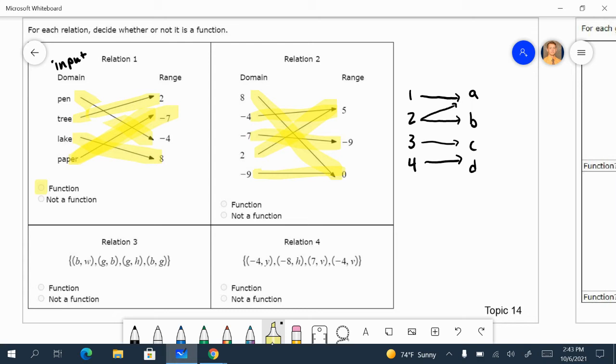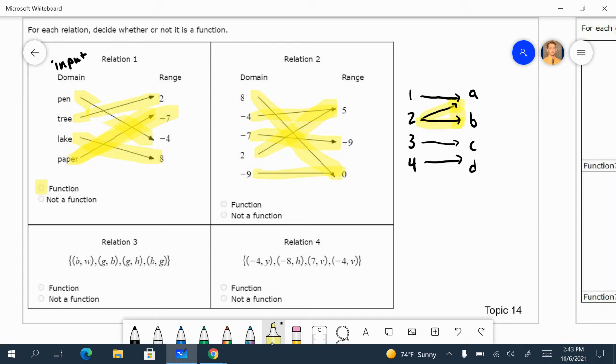So this would be an example of something that isn't true. Because 2 has more than one output. It has an output to A and it also has an output to B.